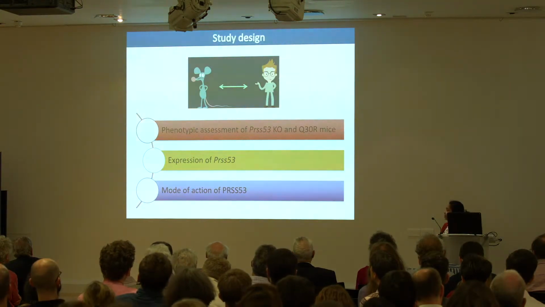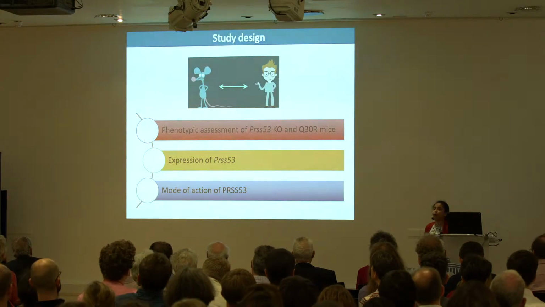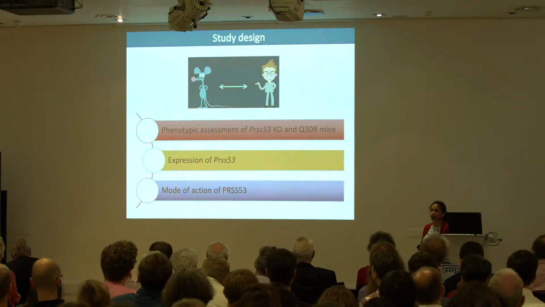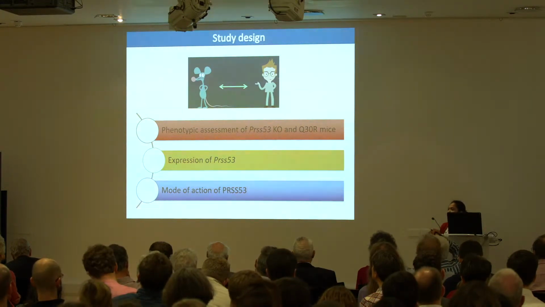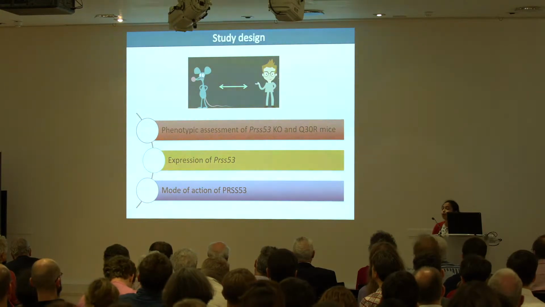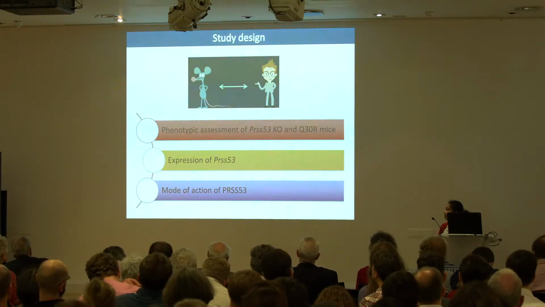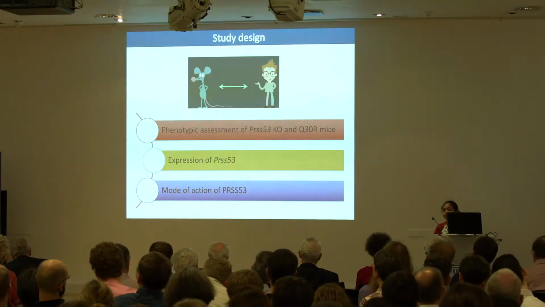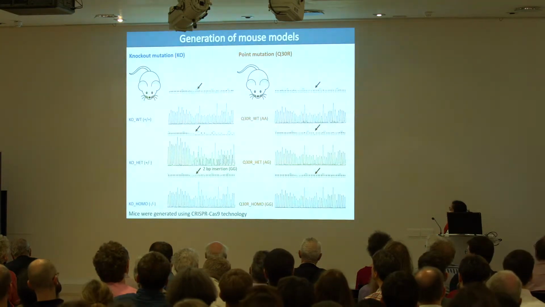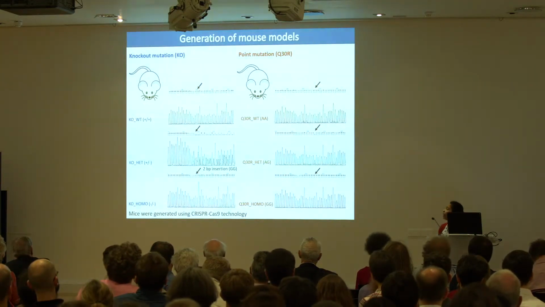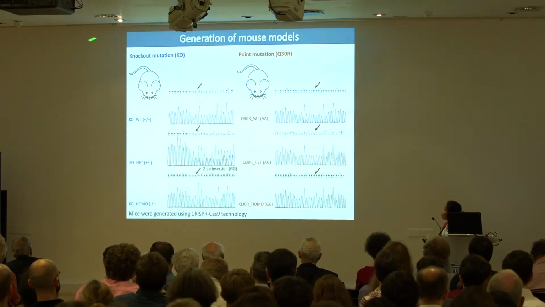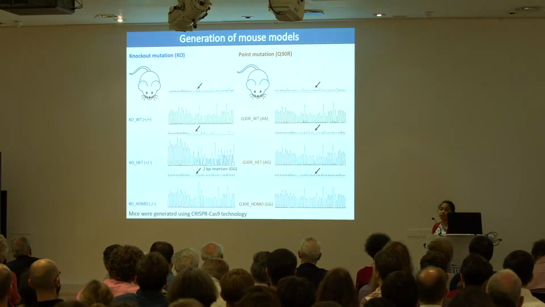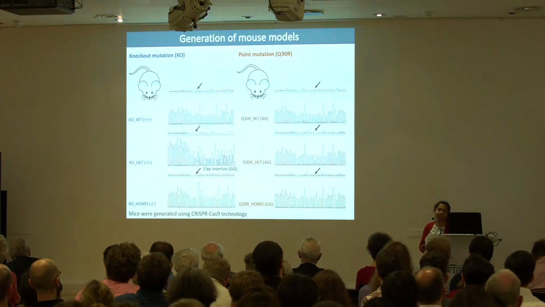Our study design consisted of 3 main aspects. We were interested in the phenotypic assessment of the PRSS53 Q30R mice, but we were also interested in the knockout, because the knockout hadn't been studied until then, so we thought it would be a good reference to include. We were also interested in the expression of PRSS53, where it is expressed, and whether we can learn something about the gene's mechanism of action. These were the 2 mouse models that were generated: the knockout here and the point mutation mouse here, and both were generated using CRISPR-Cas9 technology.